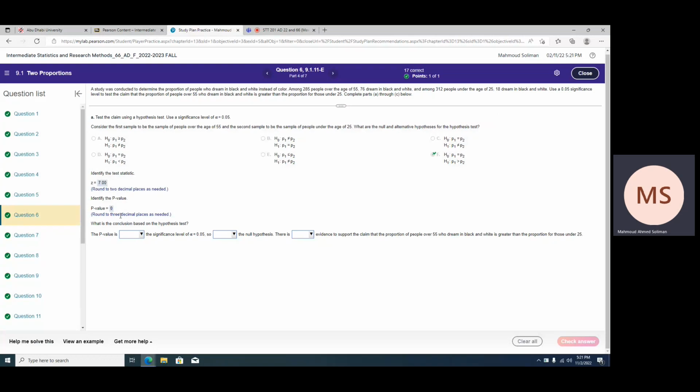And then we have the p-value. Okay, it's 0. Compare it to alpha, 0.05. It's less than. Less than means reject. Reject means sufficient. Okay.